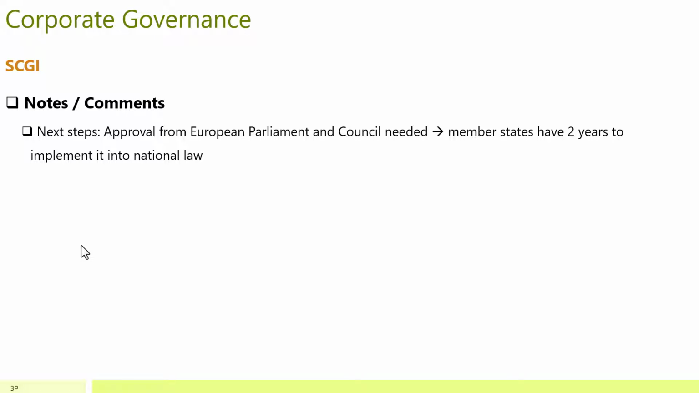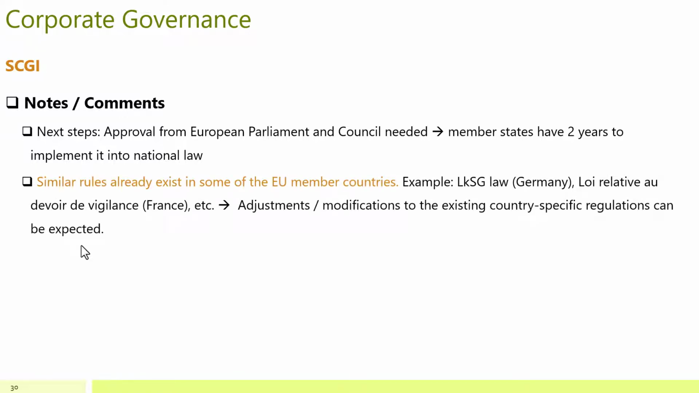So the next step for this corporate governance initiative is that the European Parliament and Council need to approve it. And then each country has 2 years to implement it into national law. But don't forget that some member countries already have such regulations. For example, in Germany and France and other European countries, we already have such regulations. Therefore, some adjustments or modifications of the already existing regulations can be expected.